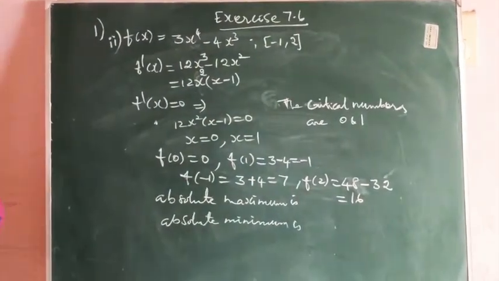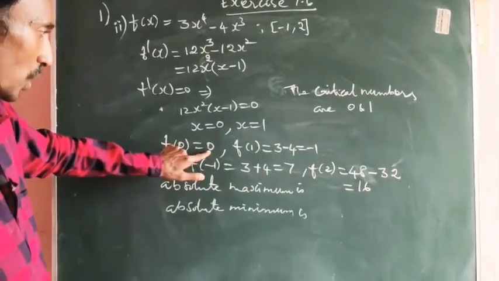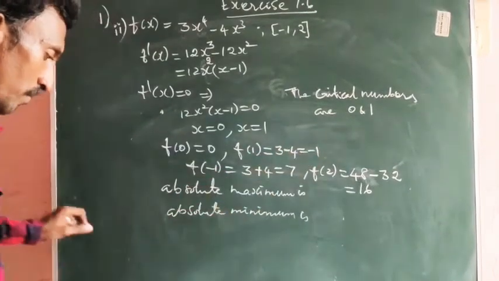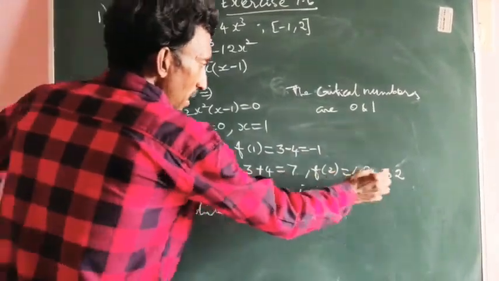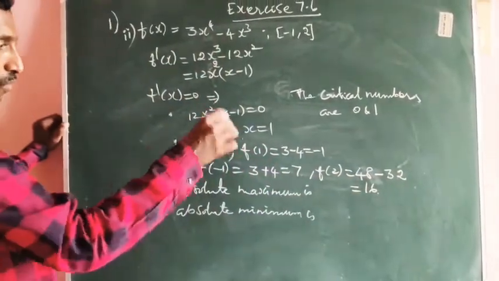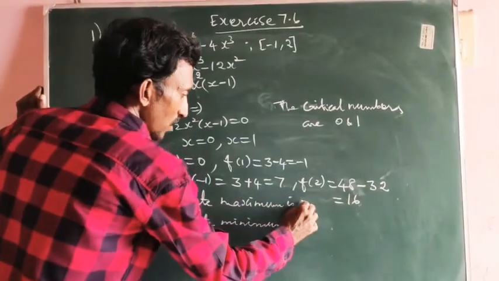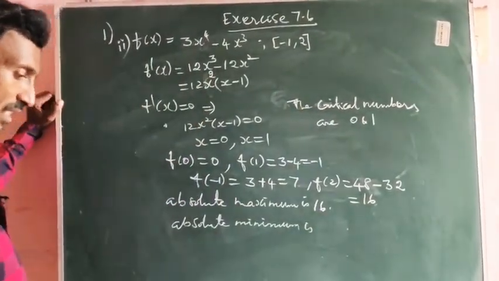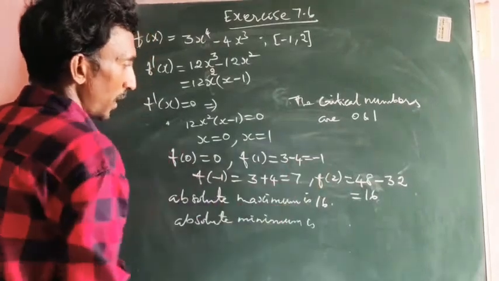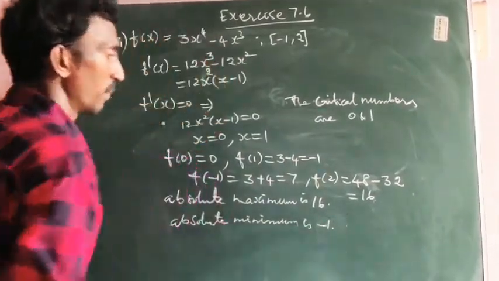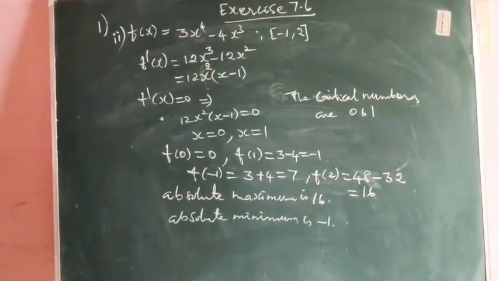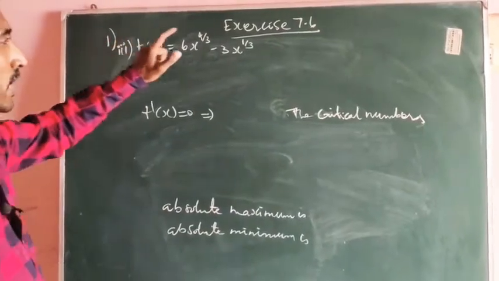Now we have 4 values: 0, minus 1, 7 and 16. Among the 4 values, 16 is the highest value, so the absolute maximum is 16, and minus 1 is the lowest value, so the absolute minimum is minus 1. Division 3, question number 1, exercise 7.6.